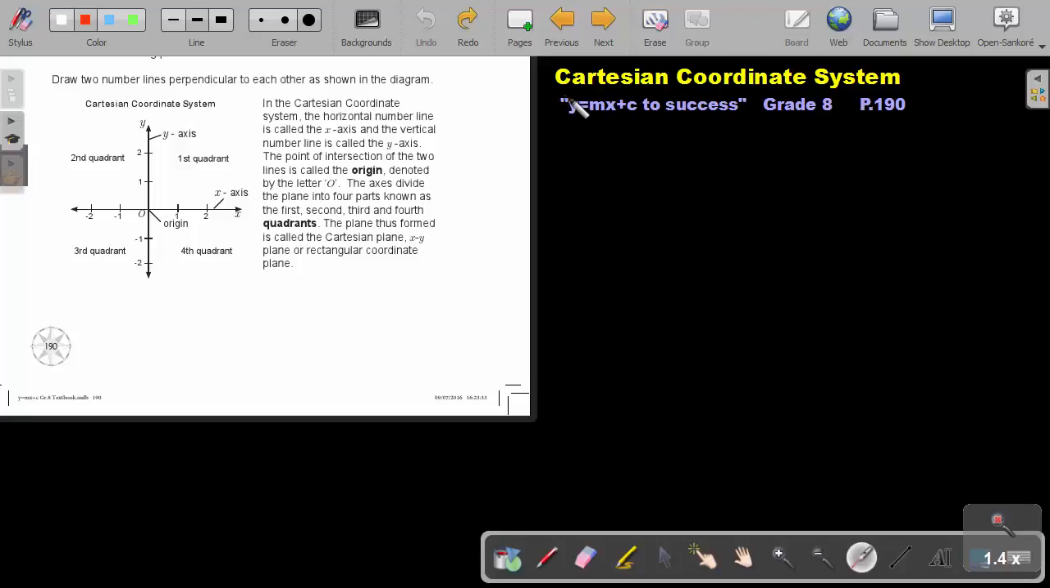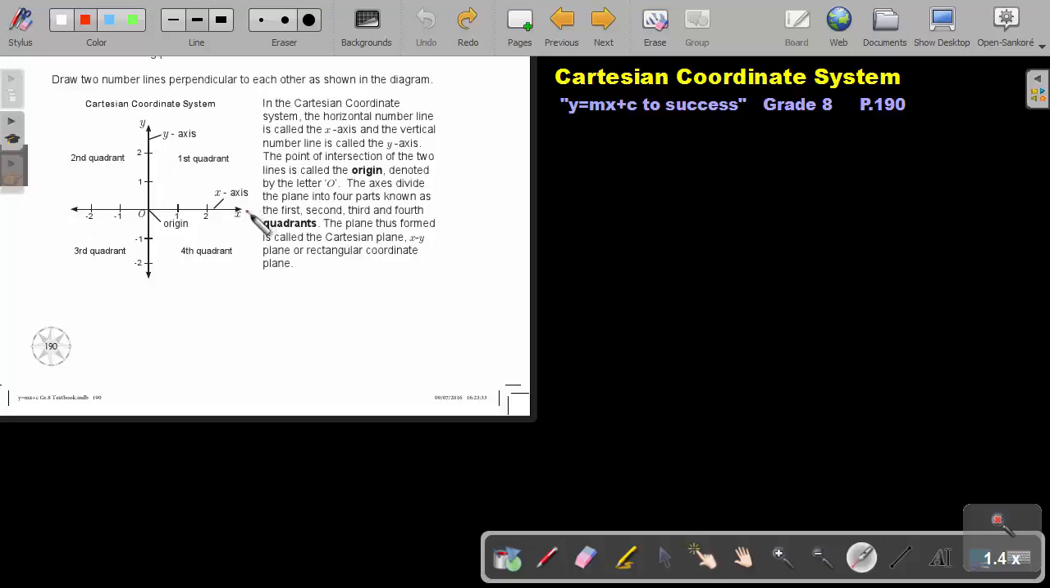Part 1. Cartesian Coordinate System. You will find this on page 190 in the Namibian Mathematics Grade 8 textbook, y equals mx plus c to success. Draw two number lines perpendicular to each other as shown in the diagram, a vertical line as well as a horizontal number line.